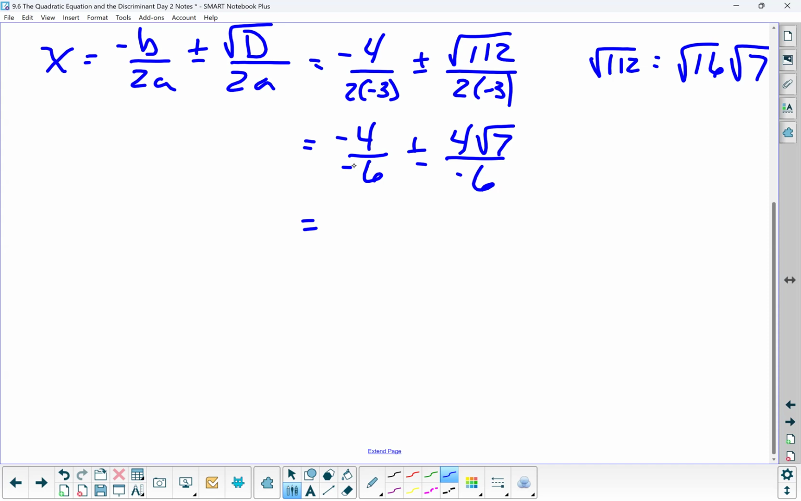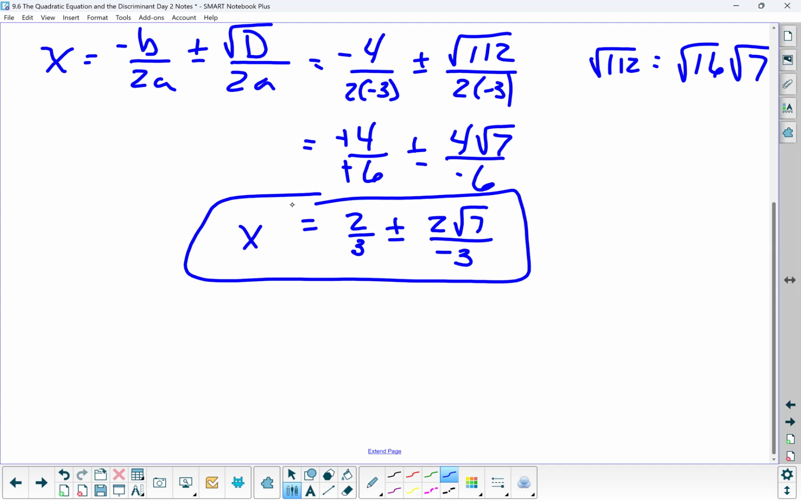Reducing the fractions, I have a negative over a negative, so that becomes a positive. And 4 and 6 are both divisible by 2, so I'm going to get 2/3. For the other fraction, again, 4 and -6 are divisible by 2, so I'm going to get 2√7 over -3. Those are my exact answers.